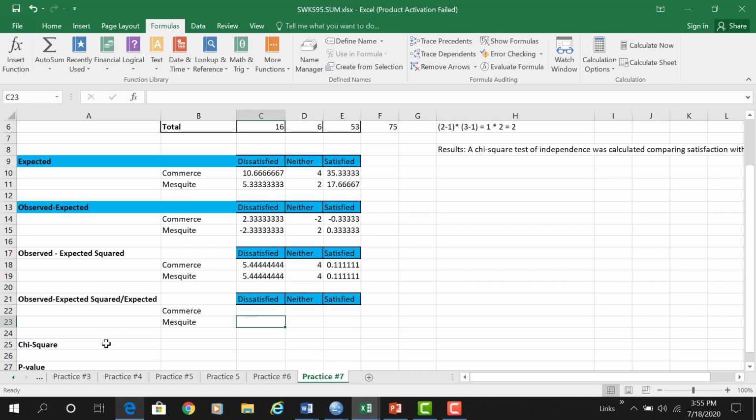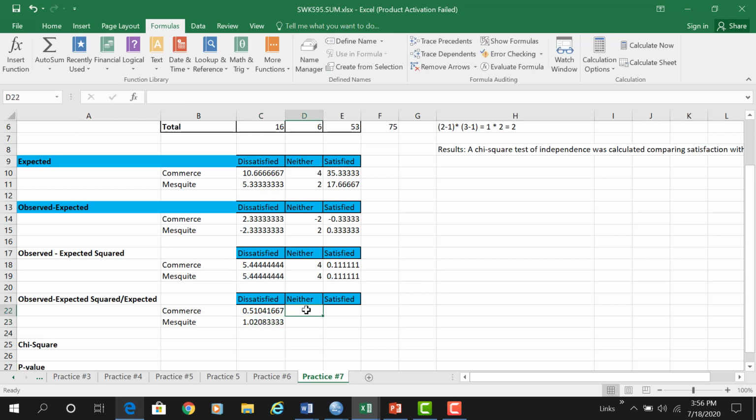All right, so now that we calculated that, the next step is to calculate your observed minus expected squared, divided by your expected. Observed minus expected squared are these numbers, and our expected is up here. So first we're going to do equals observed minus expected squared for Commerce divided by the expected for Commerce for dissatisfied. And there you go. Same thing for Mesquite, equals observed minus expected squared for Mesquite dissatisfied students divided by the expected for Mesquite dissatisfied students.